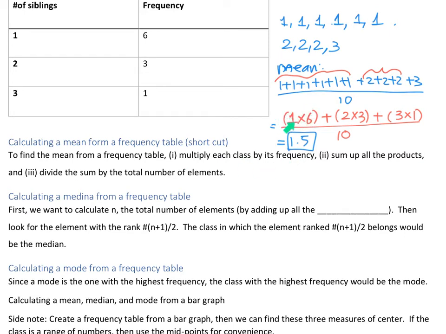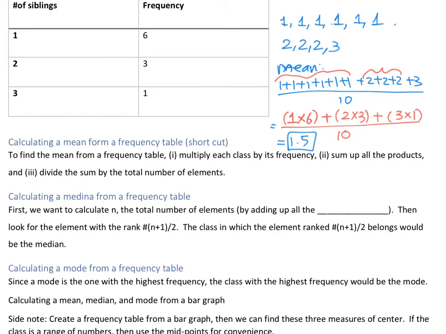So I'm looking at 1, that was the number of siblings, and 6 was its frequency, right? So if I do the shortcut of this, it'd be 1 times 6. If I look at the table, it's just this class times this frequency. Again, 2 times 3, where does that come from? 2 is the number of siblings, the class, and 3 was the frequency, and so on and so forth. 3 times 1 is here.